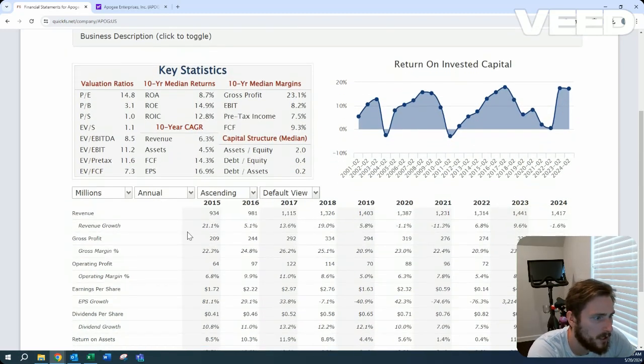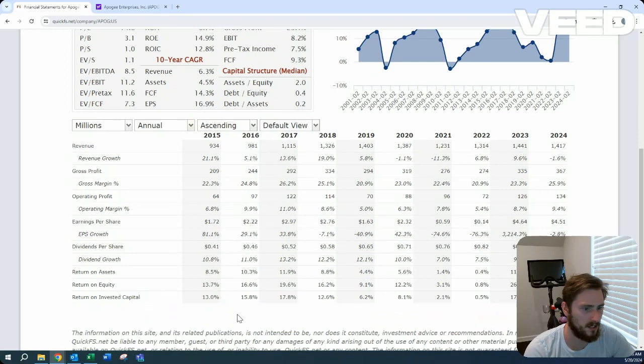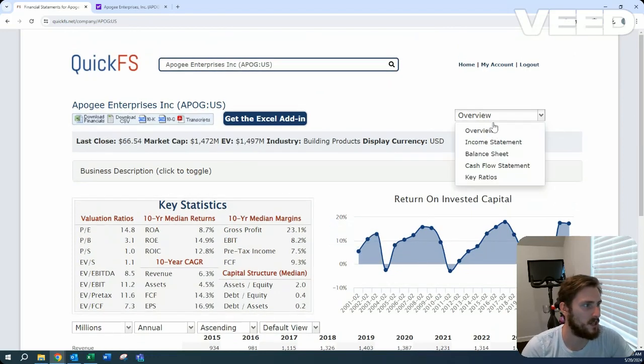Very, very solid numbers here on the growth side. You're looking at about mid to upper single digit revenue growth CAGR over the last 10 years, return on invested capital averaging in the mid teens. And we're looking at also an increasing operating margin, increasing gross margin. So good positive signs there.